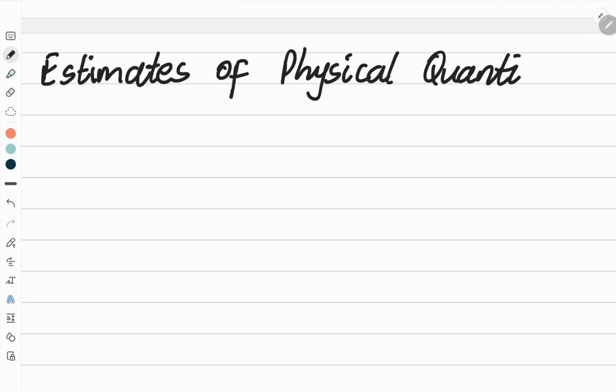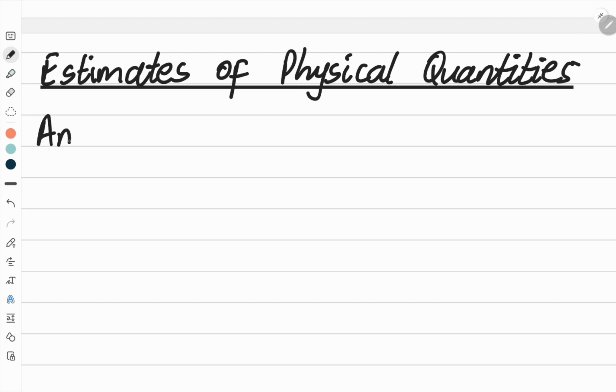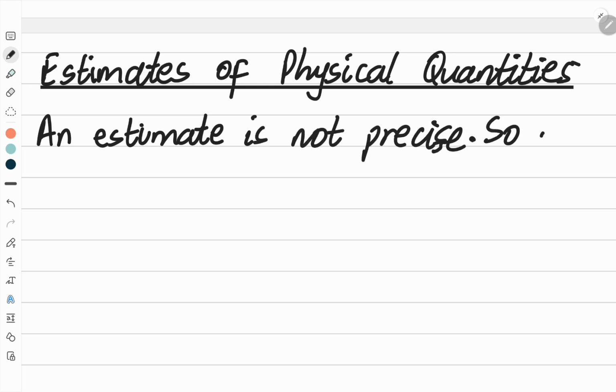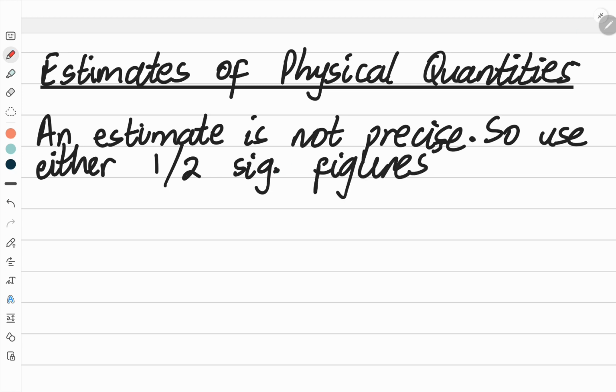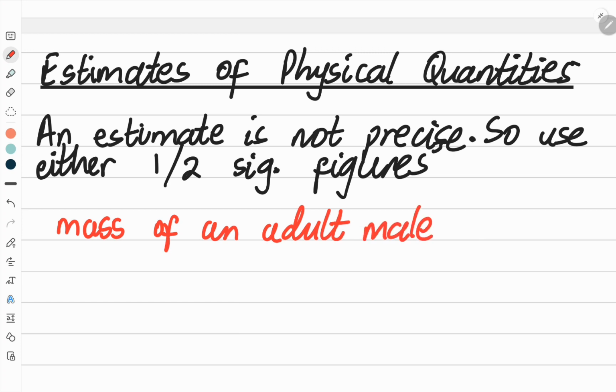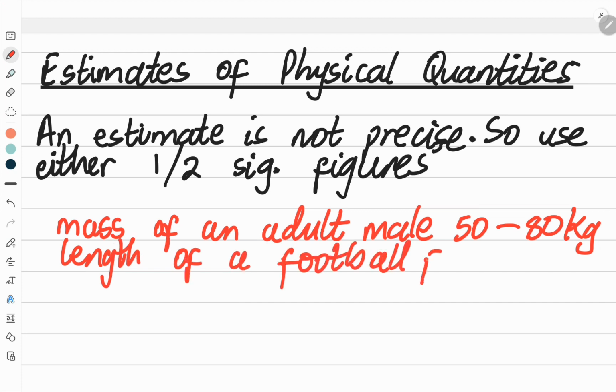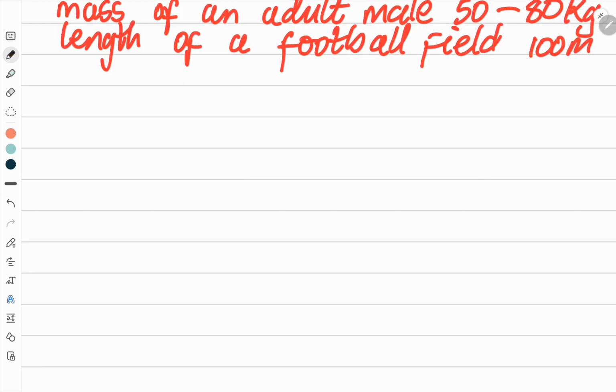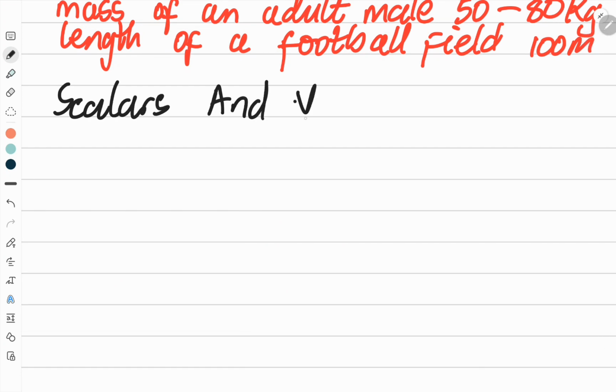Then we look at estimation of physical quantities. In this part, you are just required to estimate day-to-day quantities within reasonable parameters. An estimate is not precise, so you can use either 1 or 2 significant figures. We could give some examples. The mass of an adult male could range roughly between 50 to 80 kgs. The length of a football field, we can estimate to be 100 meters.